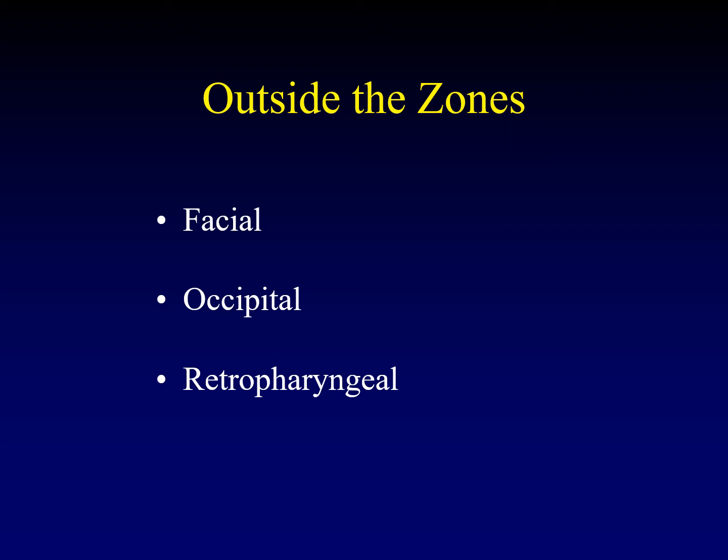There are lymph nodes that don't fit into these surgical levels. These are particularly important to the radiologist because if we don't find these, no one will. The surgeons aren't looking for them. They're not taking them out in the operating room. It's our job to find these. And these include facial lymph nodes, occipital lymph nodes, and retropharyngeal lymph nodes.